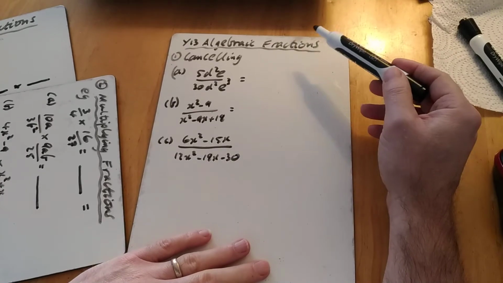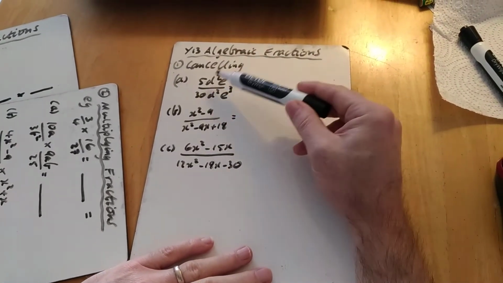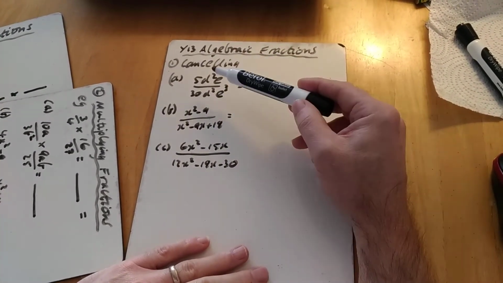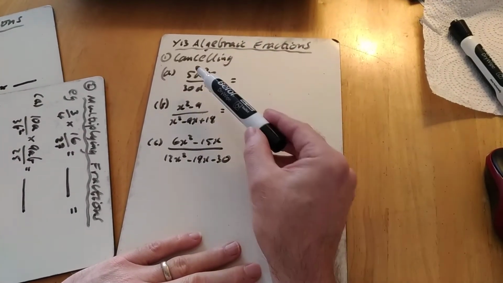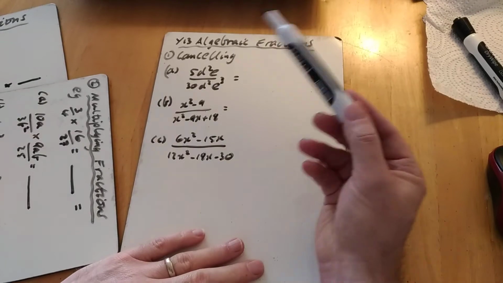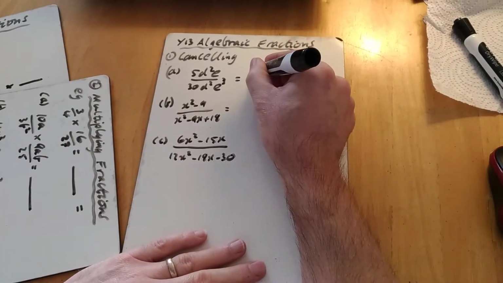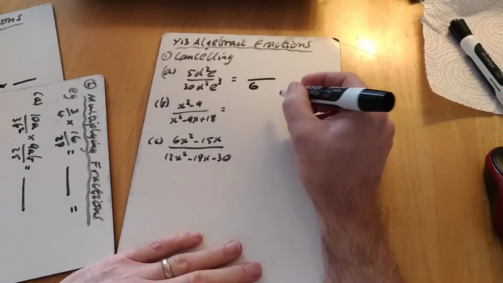We're going to start off with looking at some cancelling, and when you've got a nice simple fraction like this, do it in bits. If it's a combination of numbers and different letters, just think, well, if I covered up the D's and the E's, I've got 5 over 30, which is something over 6.